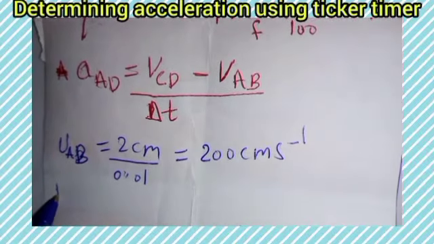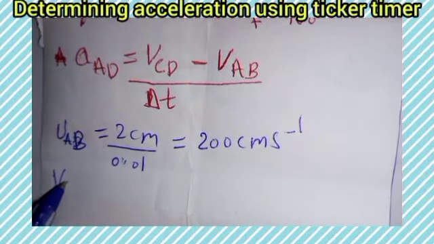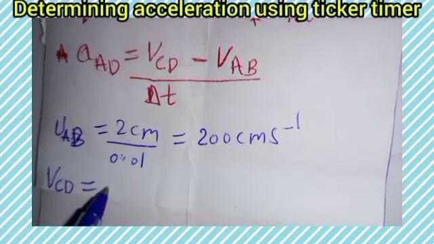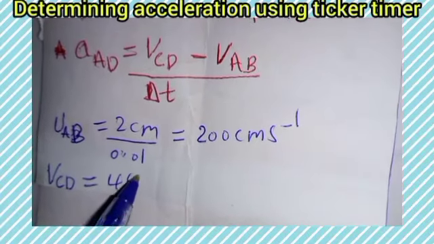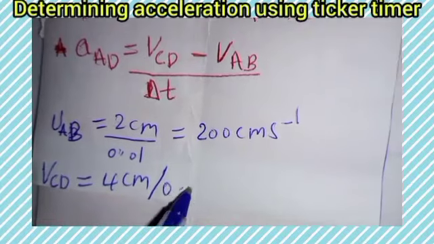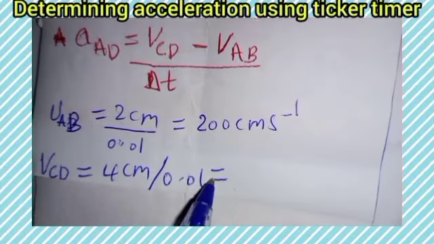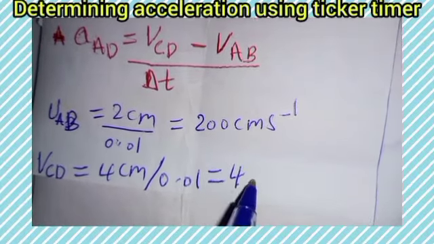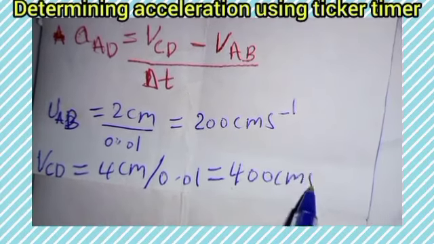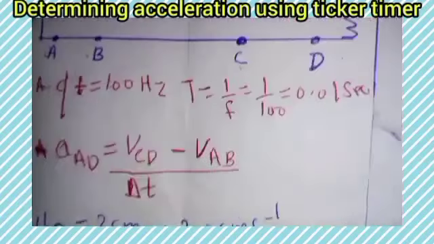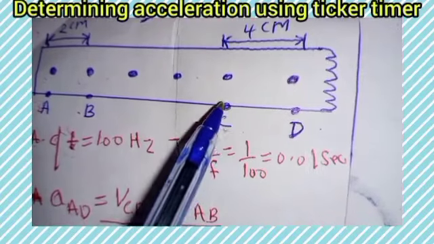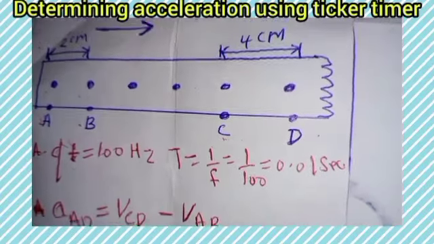Next, we get the final velocity between point C and D, which will be given by displacement, which is 4 centimeters, divided by time, which is 0.01 seconds. This will give you 400 centimeters per second here. So the displacement is 4 centimeters. The time is 0.01 seconds.